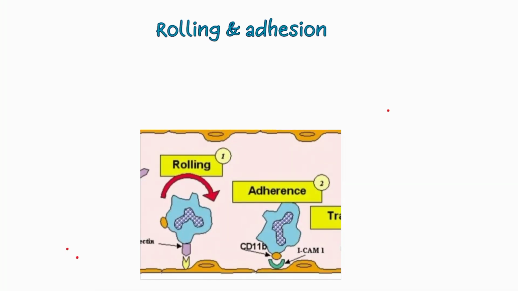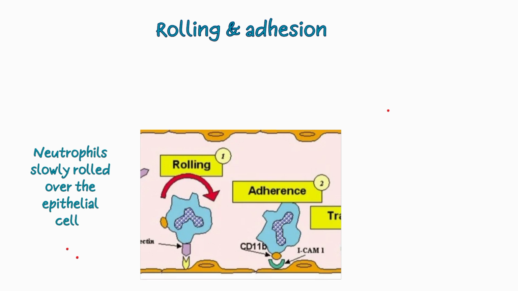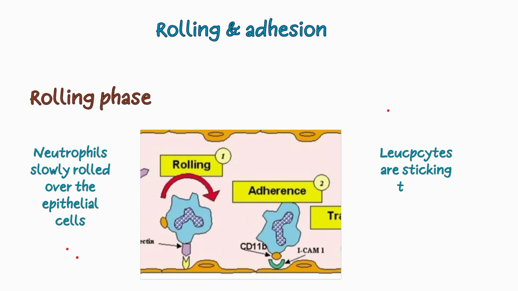The second change is rolling and adhesion. Due to margination and pavementing, neutrophils slowly roll over the endothelial cells lining the vessel wall. This is called the rolling phase. After that, leukocytes also stick to the endothelial cells. This is known as the adhesion phase.